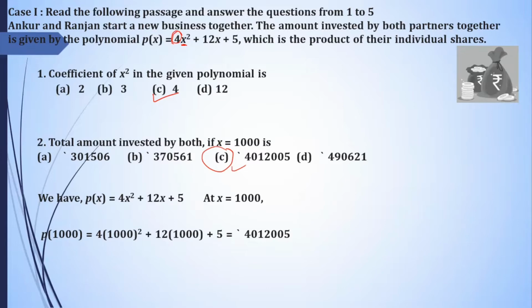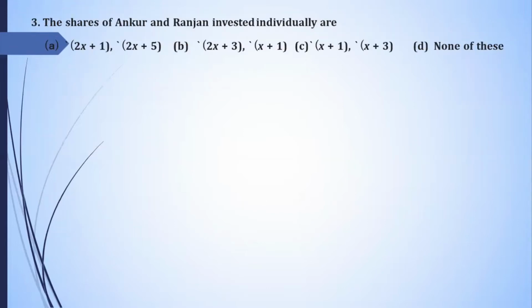So, easy question. The next question based on that is: the shares of Ankur and Ranjan, which are invested individually, are what? Either of these options. So what we need to do here is factorize the given polynomial. We have p of x is equal to 4x square plus 12x plus 5. We will factorize by splitting the middle term. To factorize by splitting the middle term, children, we need to take the product of the first and the last term, that is, the coefficients, so it will become easy. 4 into 5 is 20. So we need to find factors of 20 such that they add up to 12.